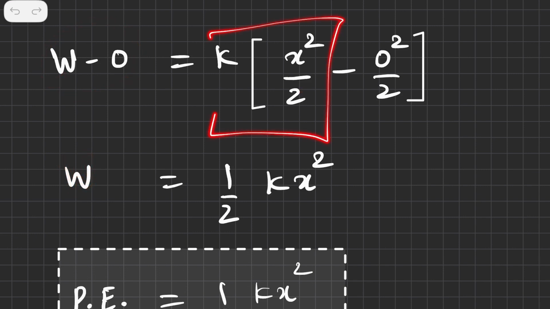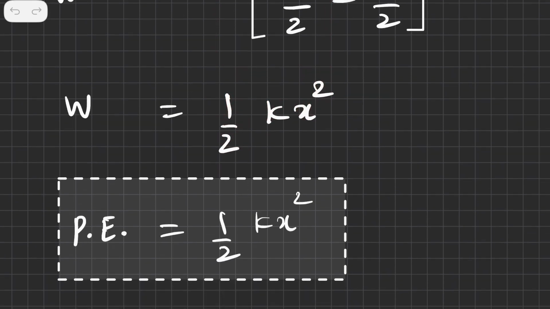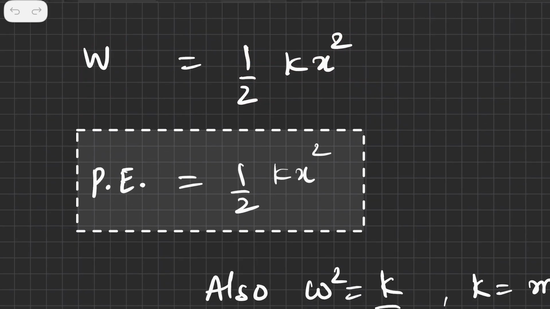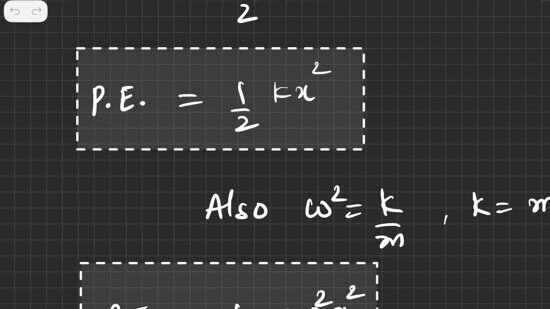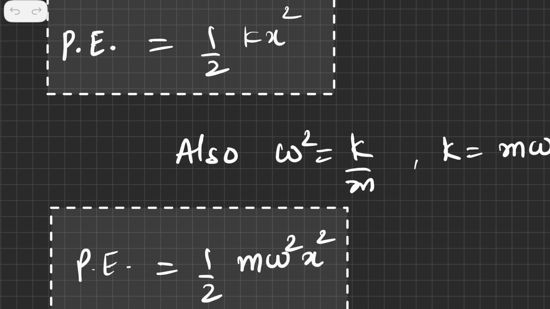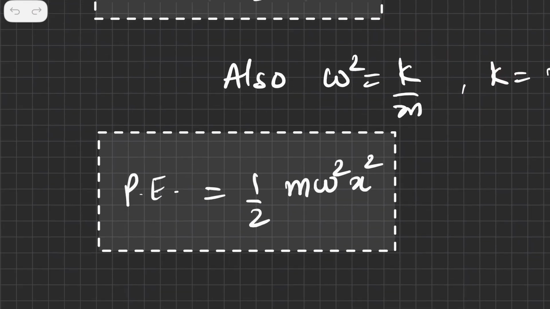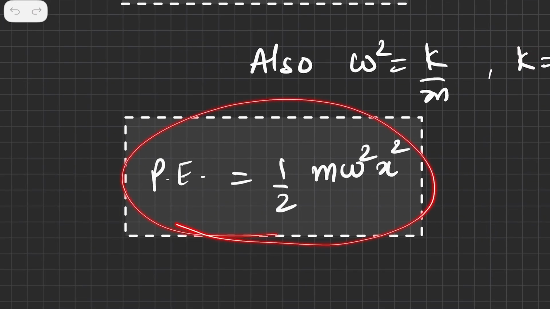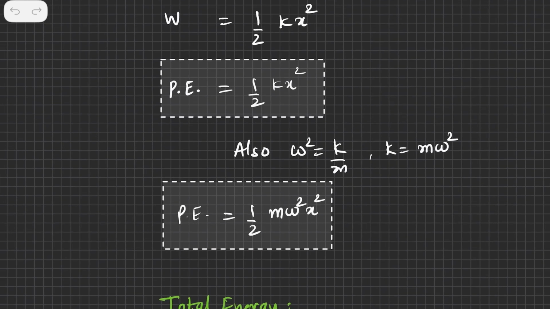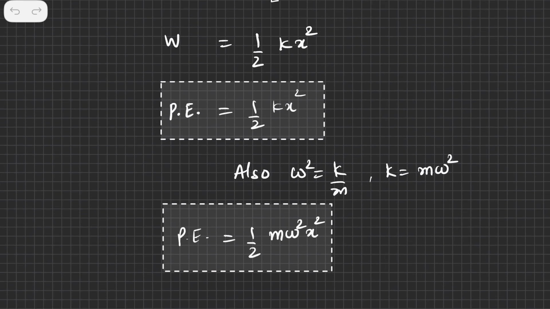I'm just writing this part, so half of kx square becomes my work done equation. Now this work done is stored in the form of potential energy, which is half of kx squared. Now remove this k by using the basic formula of omega square. So omega square is equal to k by m, so k would be equal to m omega square. So put the value of k over here, so I'll get potential energy is equal to half of m omega square x square. So you got two equations for potential energy as well.